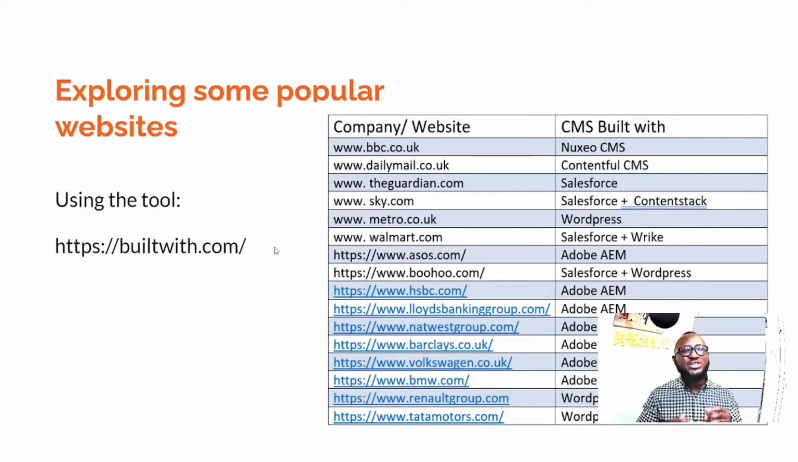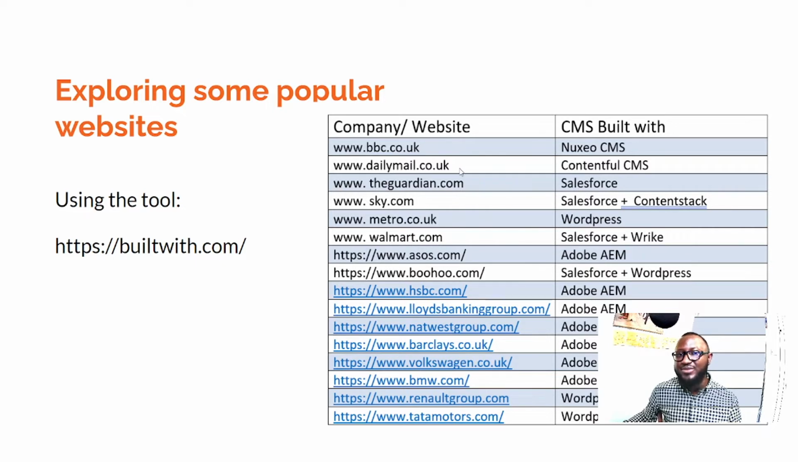So at this point, we are going to be exploring some popular websites, just to analyze them and see what kind of CMS is being used on these websites. I did a little exercise earlier in which I used this tool called builtwith.com. You insert builtwith.com in your browser, and then you just type in bbc.co.uk, for example, and you will see interesting results, different things that have been used to build a website. But most importantly to us in this exercise is to know what kind of content management system they are using. So the BBC is using this Nexio CMS.